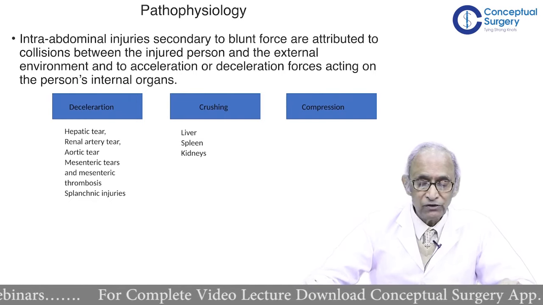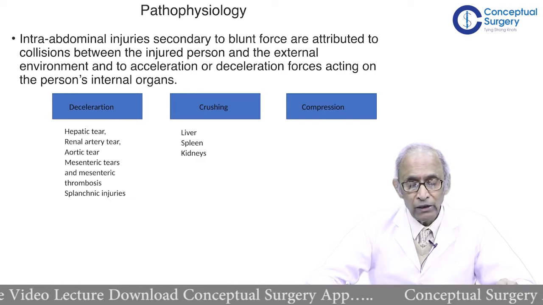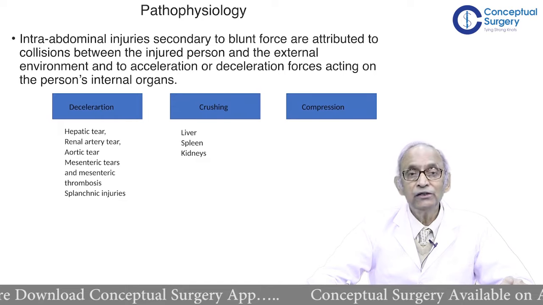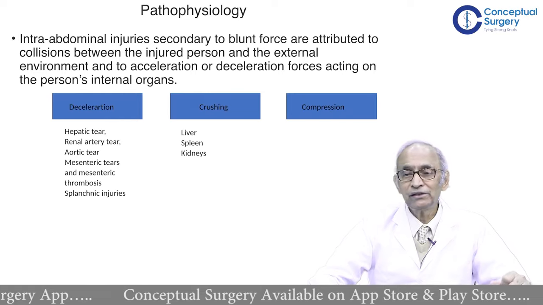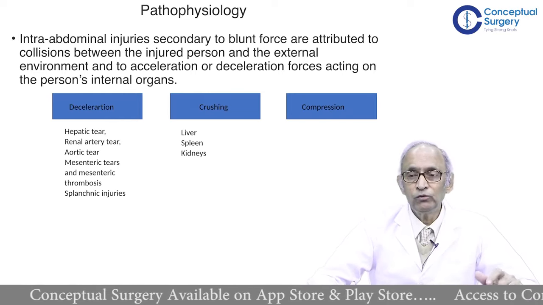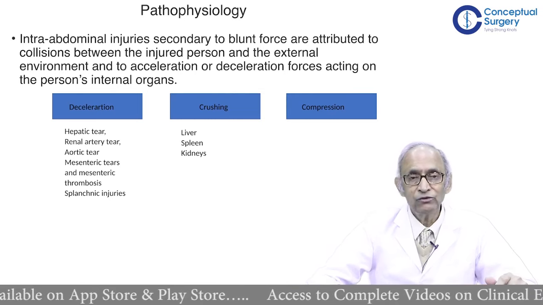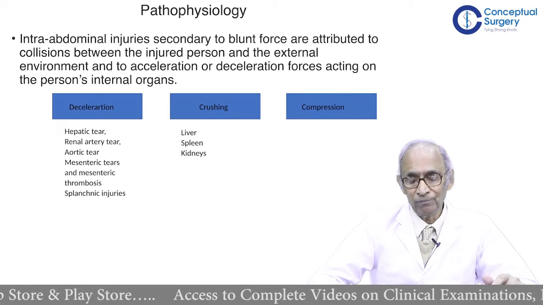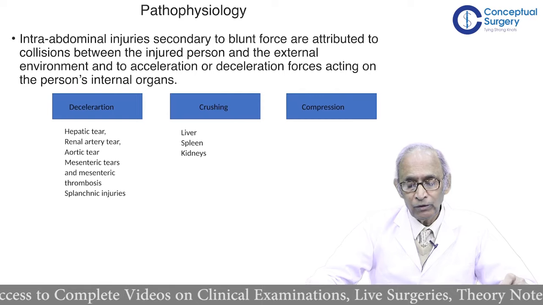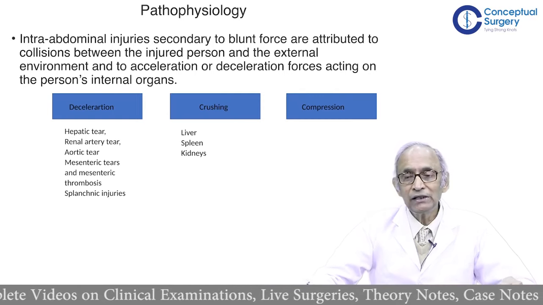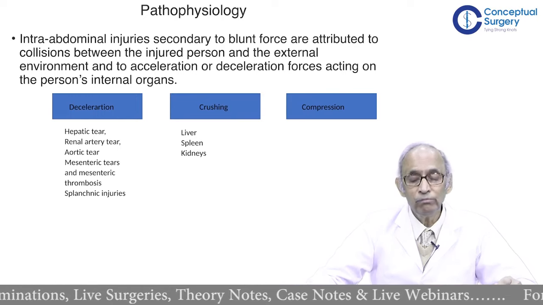Now let's look at the pathophysiology. How does the injury actually take place? Now intra-abdominal injuries which are secondary to blunt force are generally because of vehicular accidents. That means a fast vehicle which is probably moving at X amount of speed suddenly slows down. And what happens to the body in such a situation? The body will be thrown forward, right? So a similar thing will happen to the organs also. The body will be suddenly thrown forward, and when the body becomes stationary, then the organs will be thrown backward also.